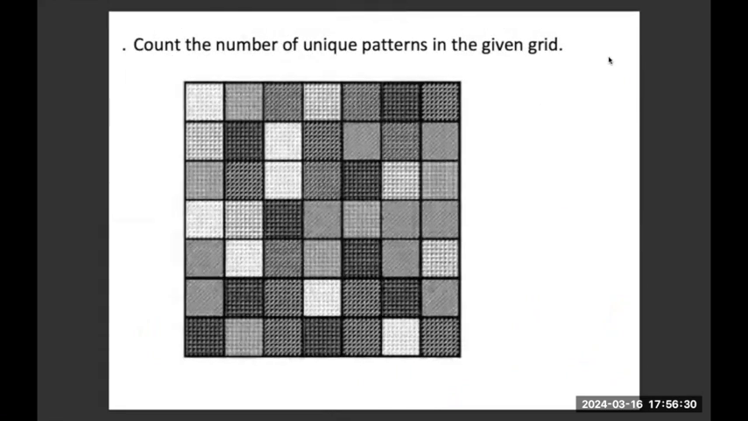You have to count the number of unique patterns in the given grid. When this kind of question comes on the screen, the way I'm operating, it is difficult to keep on crossing things. So in this kind of question, make a grid of 7 by 7, because there are 7 tiles on this side and 7 tiles on this side. Make a grid of 7 by 7, keep on crossing the grid.